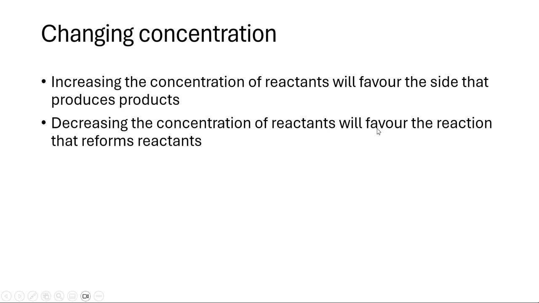Changing concentration. Increasing the concentration of reactants will favor the side that produces products. If you increase the concentration of reactants, there's now excess reactants here. You want to use it up, so it's going to go to the products. Do you see that? Yeah, it's going to be used to go to the products.